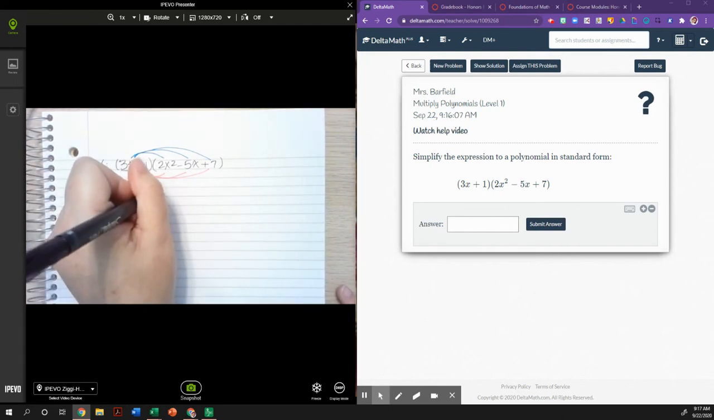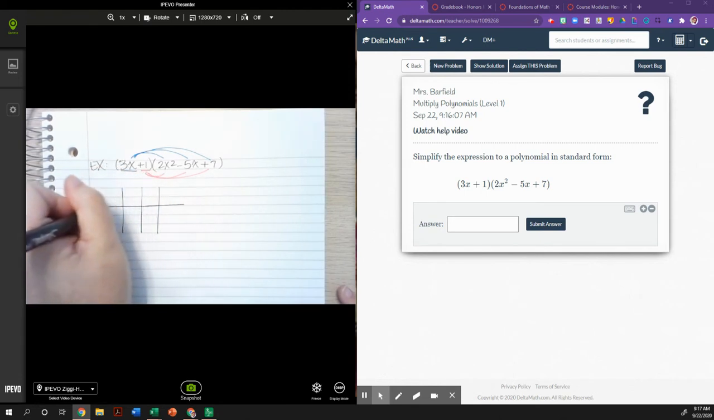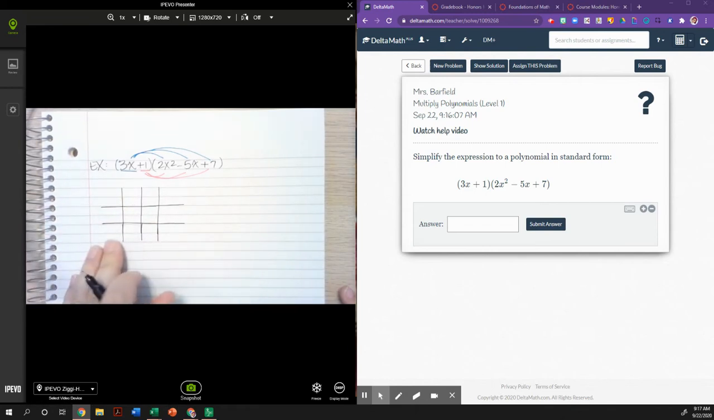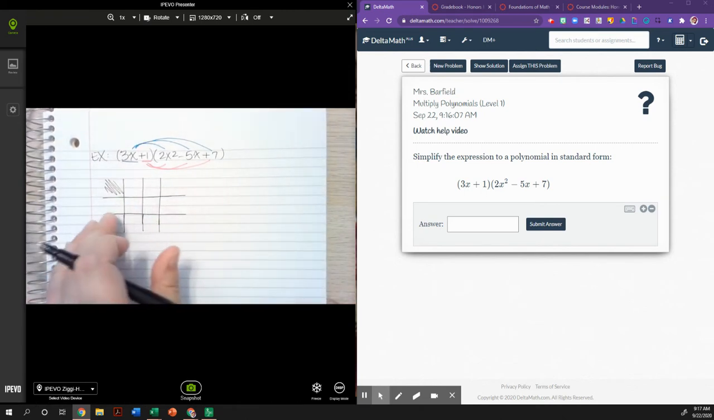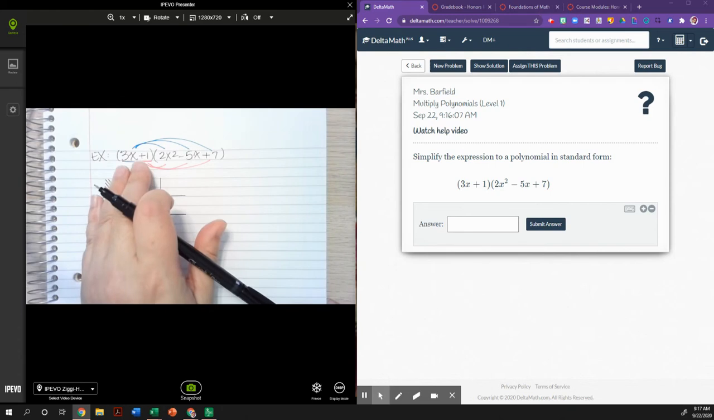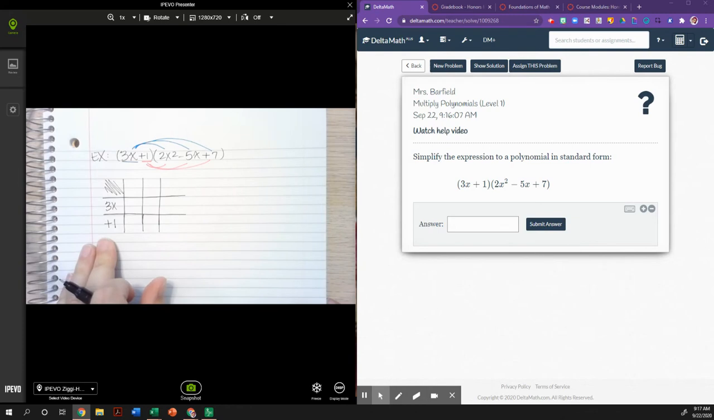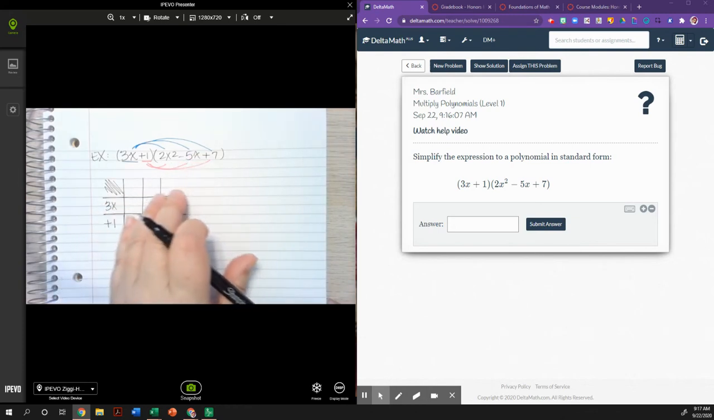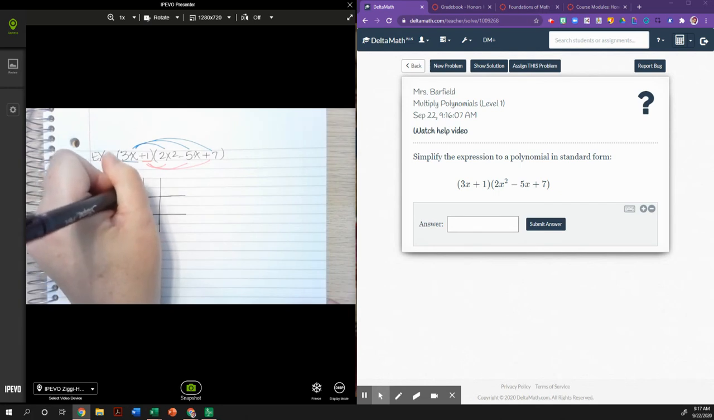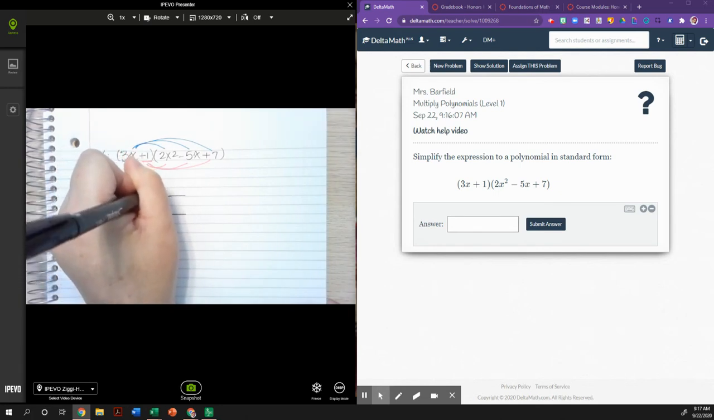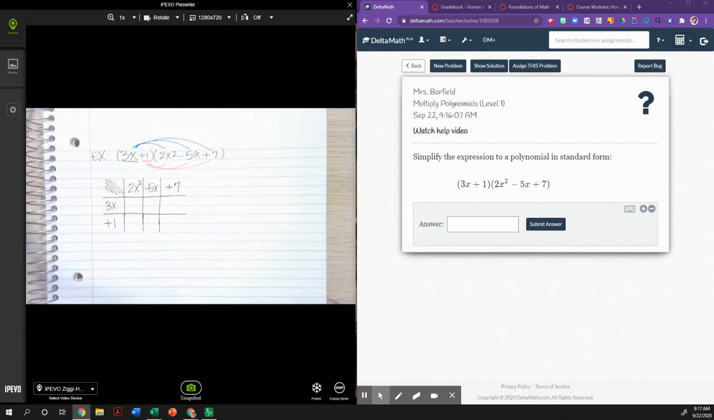Okay, so all I do is I set up an extended tic-tac-toe. I don't draw the full box, I never have. Okay, I just draw out an extended tic-tac-toe. Nothing goes here. Okay, and because I only have 2 rows, my binomial is going to go here. So 3x plus 1 is going to go here. All right, and then my trinomial, because I have 3 columns, is going to go here. So 2x squared minus 5x plus 7. Okay, and I write down what type of term it is, because that way I know for sure that I'm multiplying correctly.